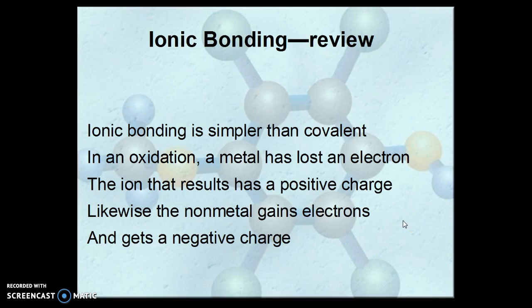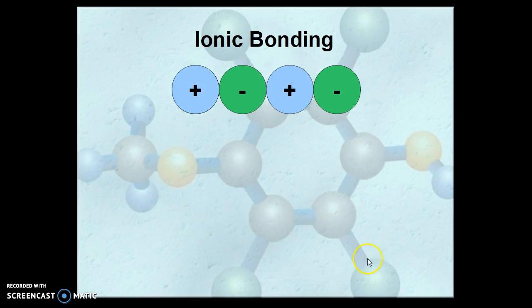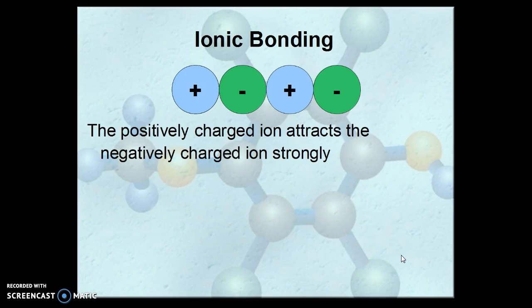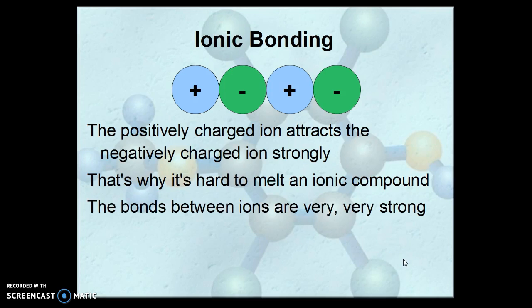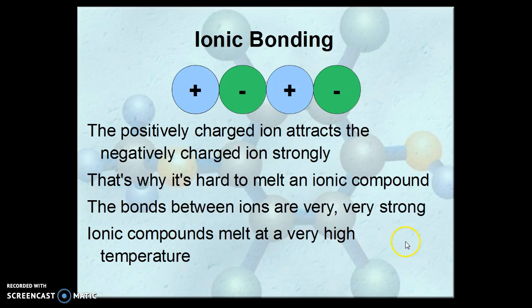Ionic bonding is simpler than covalent. In the oxidation, the metal has lost an electron, and the ion that results has a positive charge. The nonmetal has gained electrons and gets a negative charge, and they attract each other with a very strong electrostatic charge. Here's a picture. The positively charged ion attracts the negatively charged ion strongly, and the melting points are therefore very, very high. The bonds between these ions are very, very strong. So ionic compounds melt at a very high temperature.